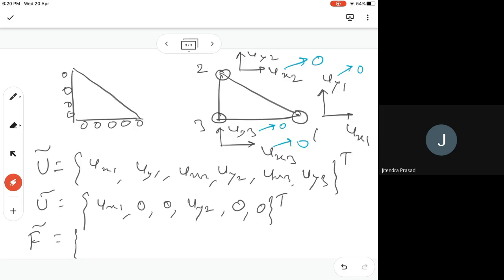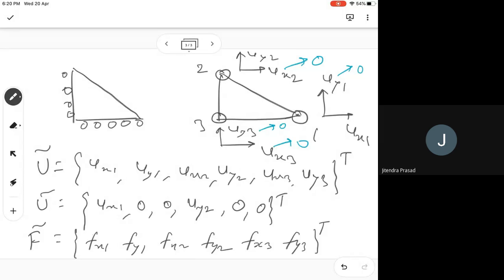Here, if you look, there will be some forces. Let's write corresponding to all these. We can write those forces, and the way we are denoting U, we can also denote F. So this will be F, fx1, fy1, fx2, fy2, fx3, fy3 transpose of that.